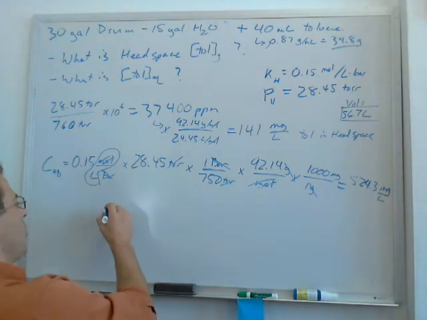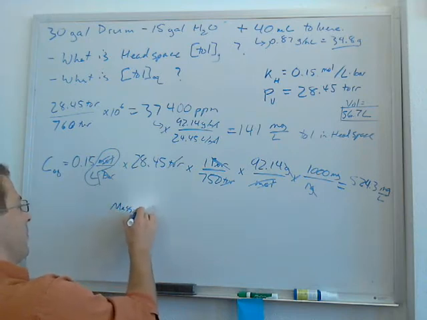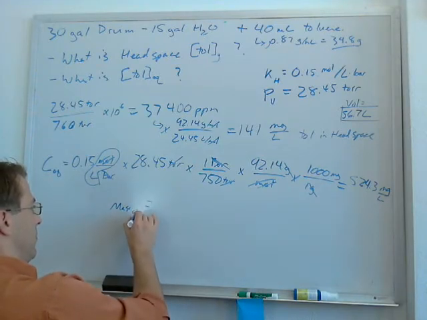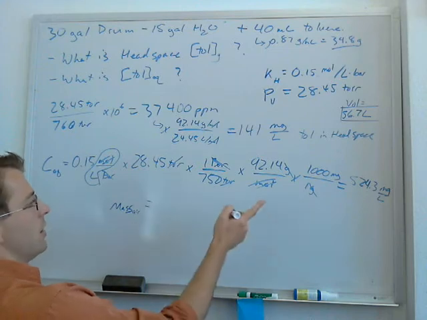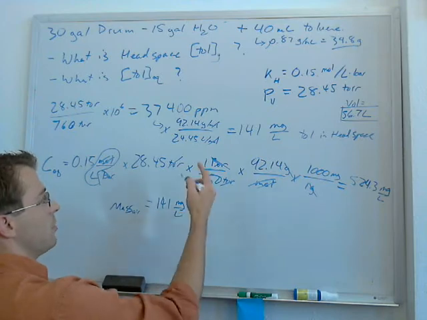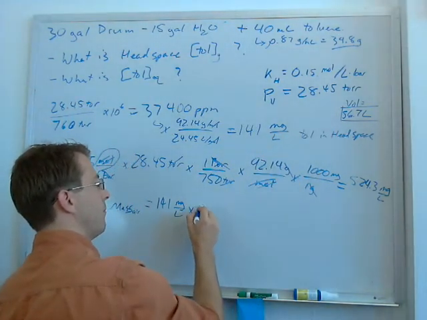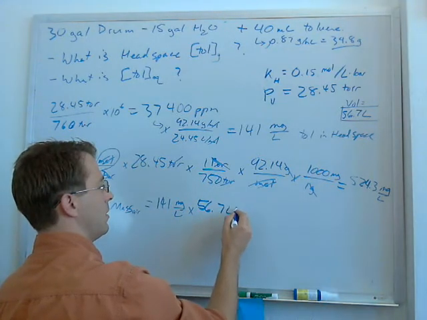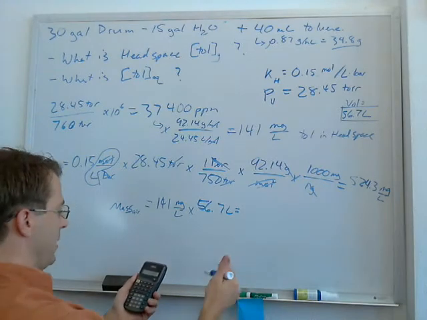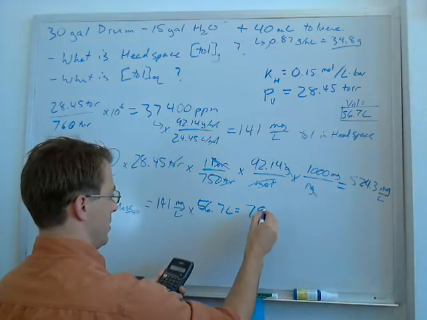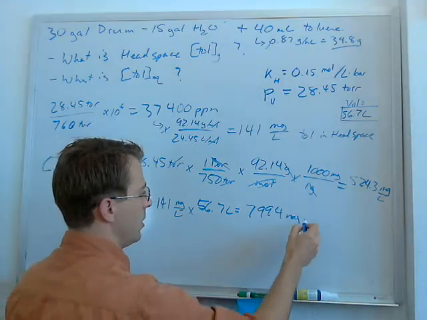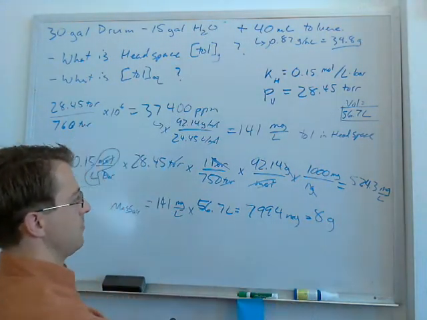So our mass in air is equal to our concentration in the air, which is 141 milligrams per liter, multiplied by the liters, which is 56.7. So that's going to be milligrams, 141 times 56.7. So that's 7,995 milligrams, which is basically 8 grams.